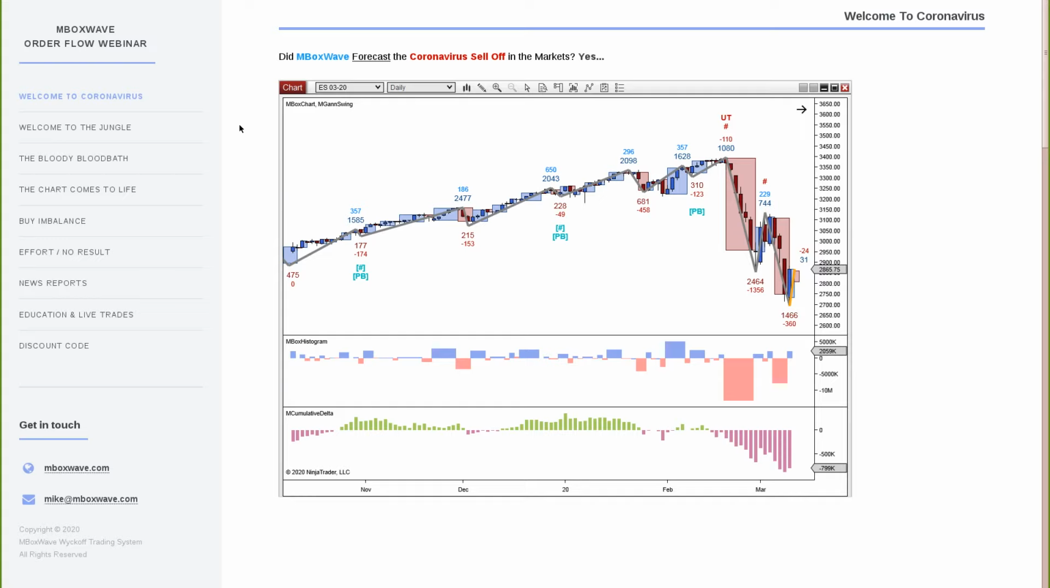I've been getting a lot of emails lately. The markets have been very volatile in the last few weeks, and we've had these big sell-offs happening. And people always ask me, "Oh, hey, Mike, can your indicators tell me what's going on?" Well, the MBoxWave Indicators track buying and selling in the markets, and in a word, when you read the chart, you can see what's going on.